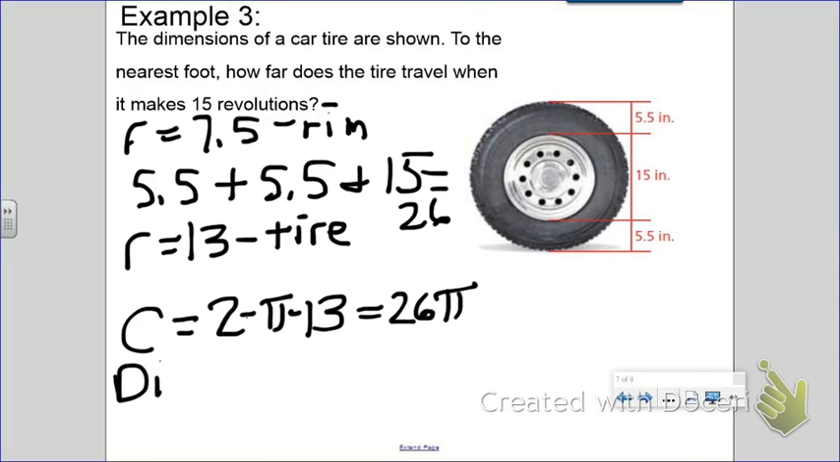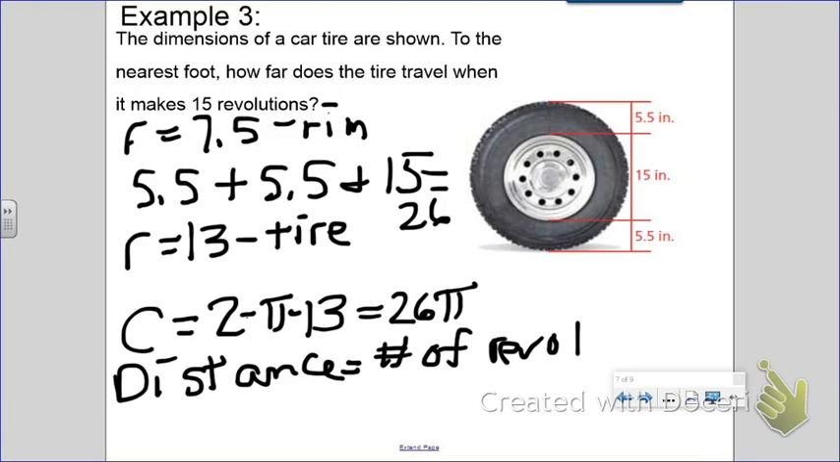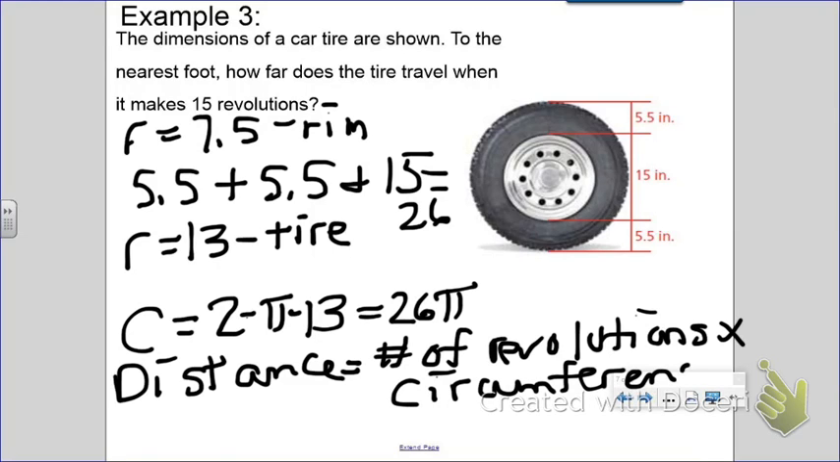To find the distance, we take the number of revolutions times the circumference. So this would be 15 times 26 pi, which is approximately equal to 1,225.2 inches.